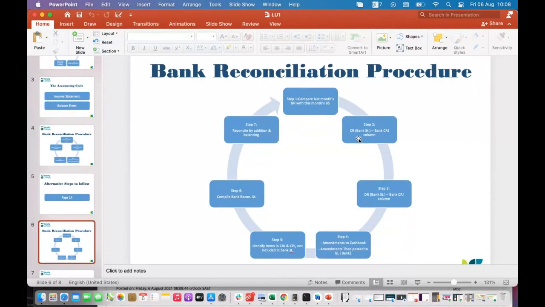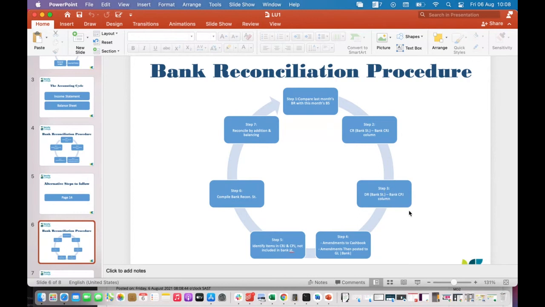Is it the same as the credit column in the bank statement? Okay, do we have the same amounts there? Are there things that are left out of either of those documents? If so, then we need to obviously take note of that, identify them.